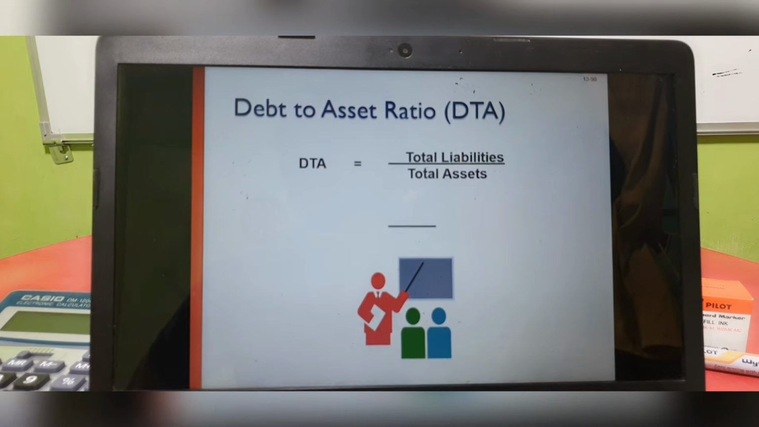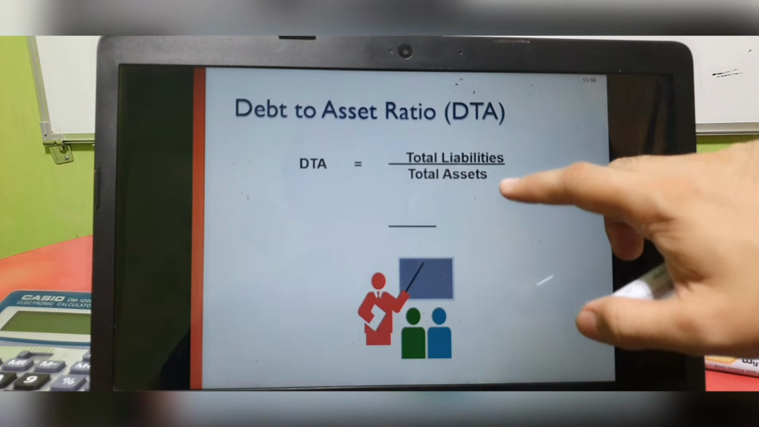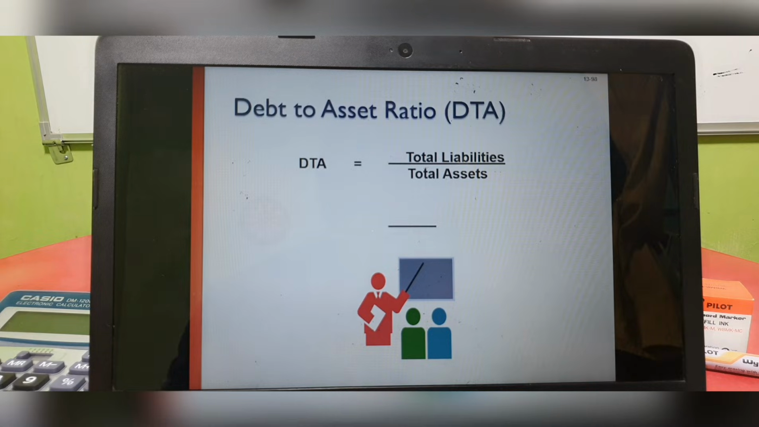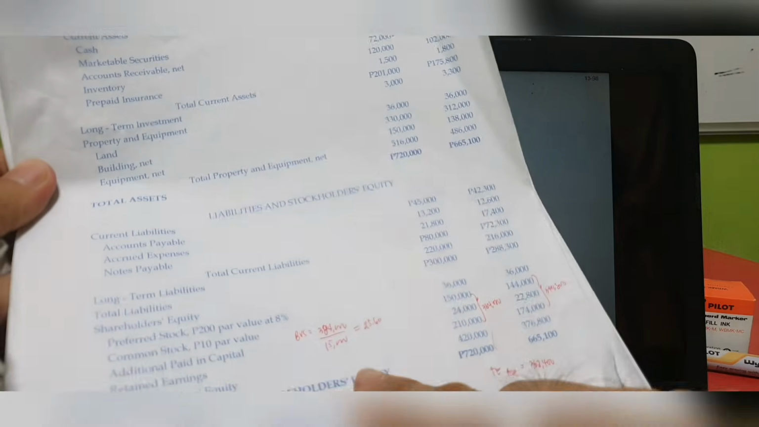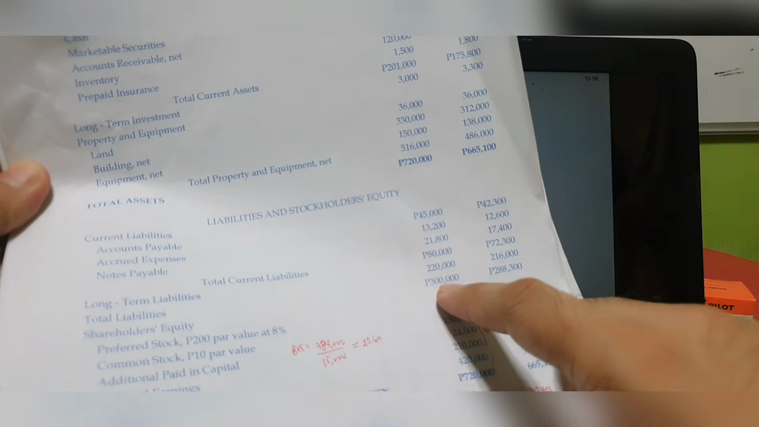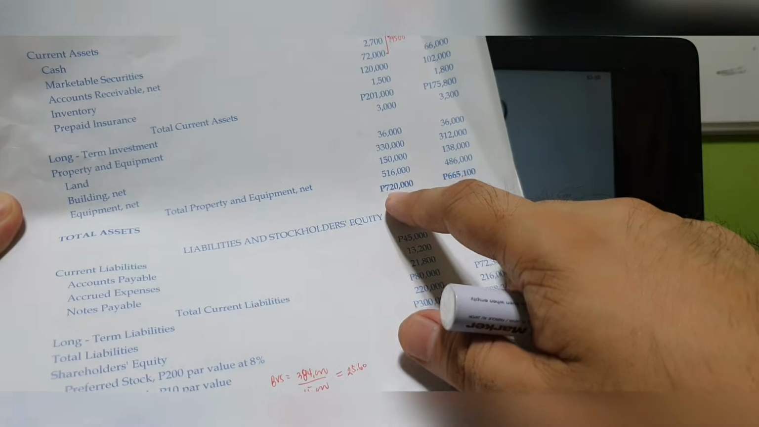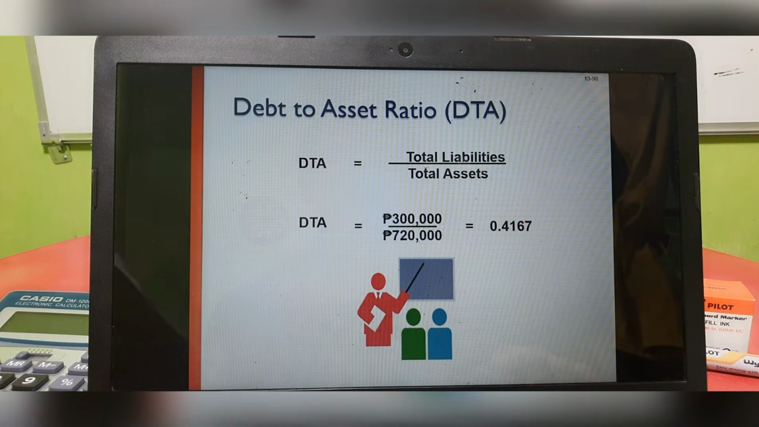Alright. Next ratio, debt to asset ratio. Pangalan pa lang ng ratio, formula na. So total liabilities over total assets. Looking at our financial statements or balance sheet, the total liabilities ay here, 300,000. Your total assets ay 720,000. Okay. So, debt to asset. Ibig sabihin lang, 41.67% galing sa utang, yung mga assets natin.